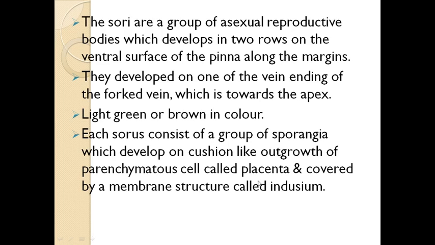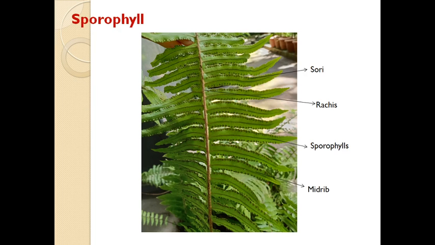Sporangia produce a large number of spores, and the placenta provides food material to the developing sporangia, and the indusium covers and protects the sporangia. So that is the function of the indusium: it gives protection to the sporangia. See students, this is the sori. See, this is the leaf, but it is not a normal leaf, it is not a vegetative leaf. This leaf is called the sporophyll. Why is it called a sporophyll?